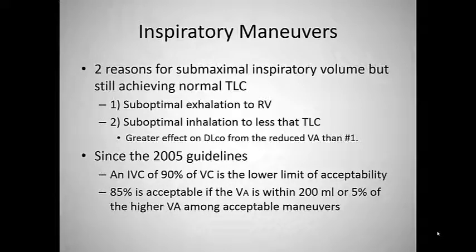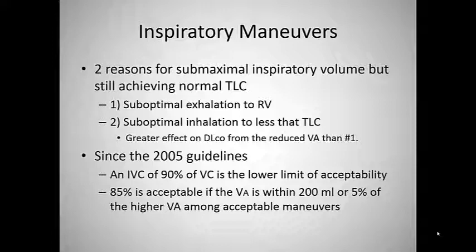Now, there's two reasons for submaximal inspiratory volume but still achieving a normal TLC. One is you have the suboptimal exhalation to residual volume. You just don't blow all your air out. The second way is you have suboptimal inhalation to less than total lung capacity. You get down to proper RV, you just don't suck in as deep as you can.